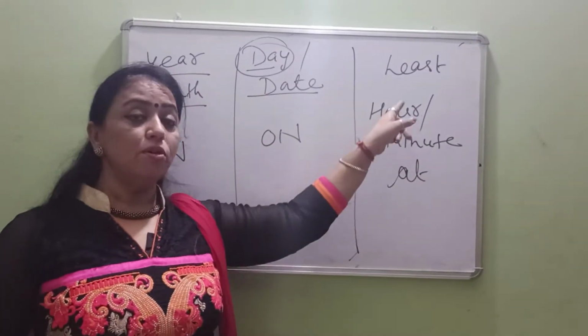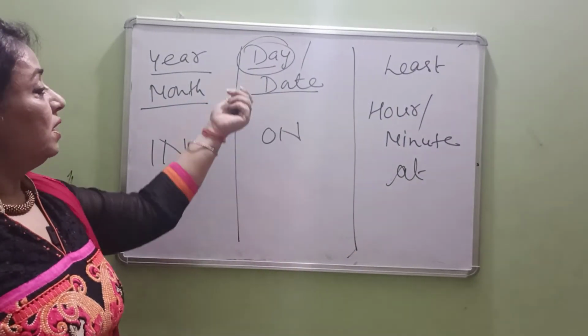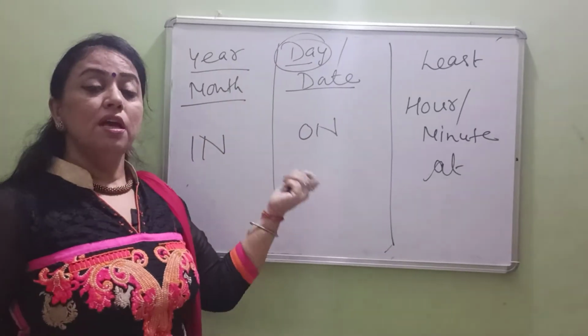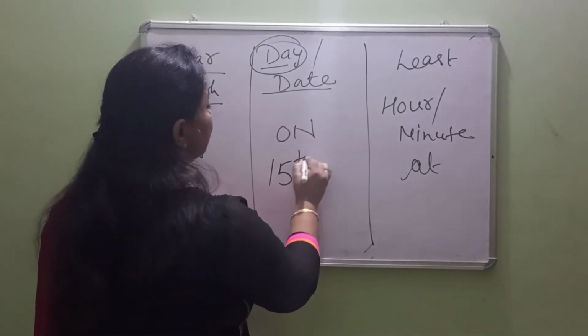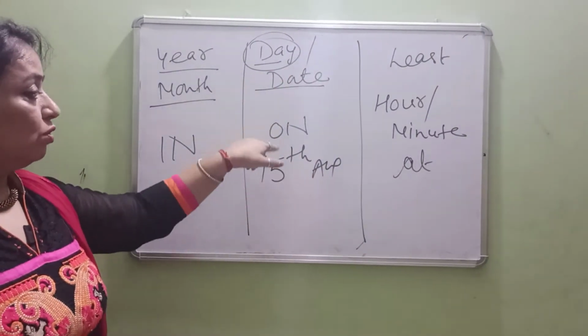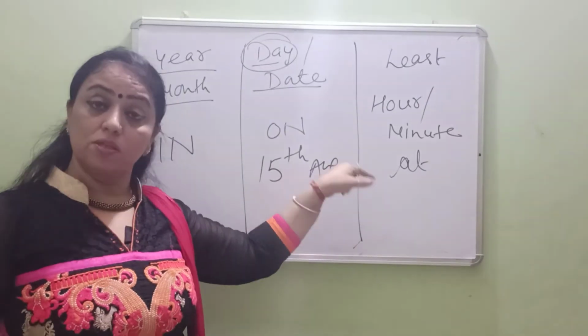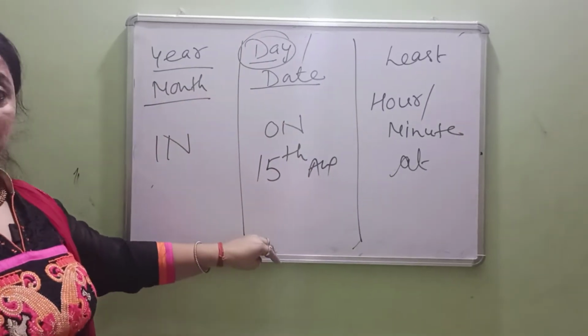So when I am talking about hours and minutes, it is at, an exact point of time. Another point is day and date. If I say India got independence on 15th August, I am talking about an exact date, so where the date is there, you write on 15th August. When you are given the exact date, it is on. Then you come to the day.